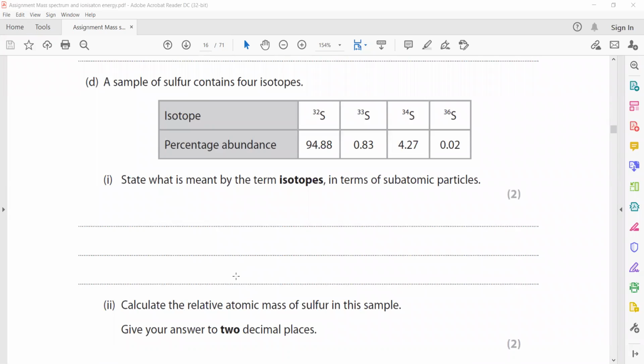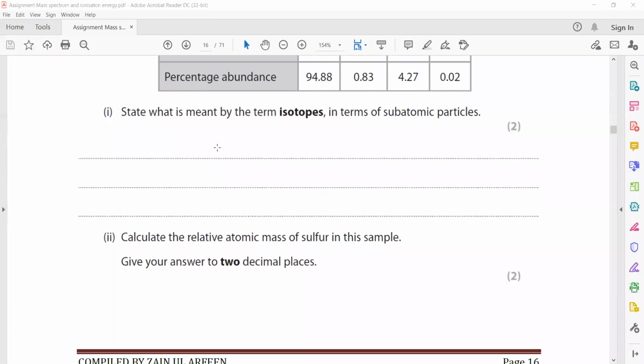A sample of sulfur contains 4 isotopes. What is meant by the term isotope in terms of subatomic particles? So in terms of subatomic particles, atoms of the same element with the same number of protons but different numbers of neutrons, we call those isotopes.